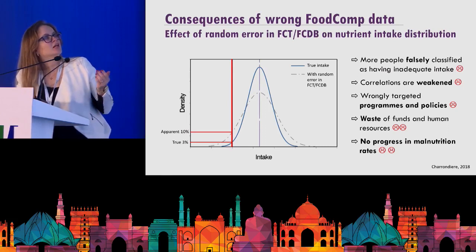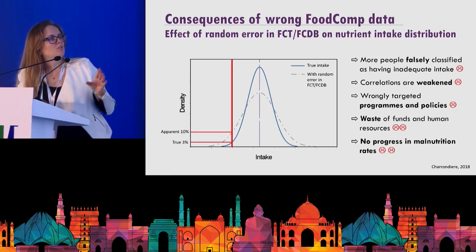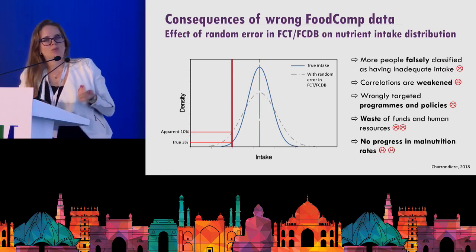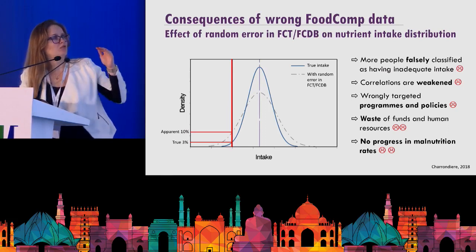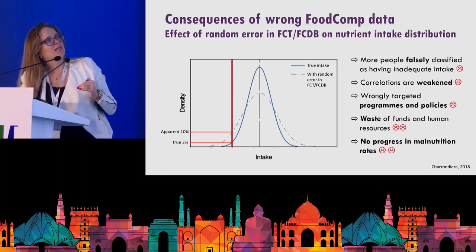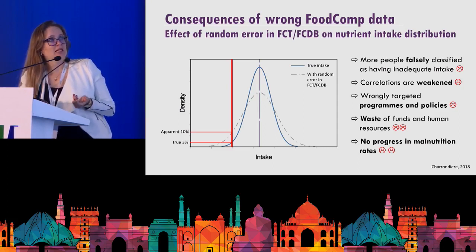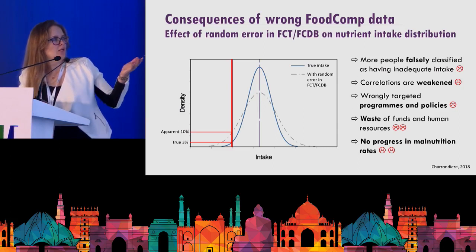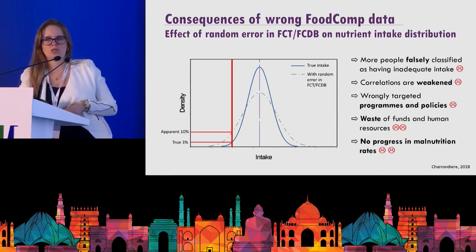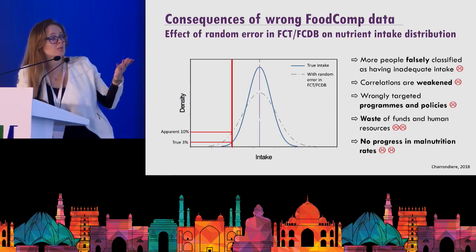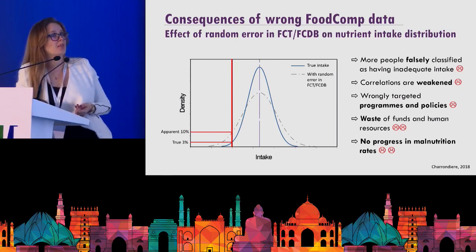So we have here the true intake in blue, and we can see that when we use a food composition table with random errors, it will flatten the curve, meaning that more people will be falsely estimated as having inadequate intake. In my example, the true level of inadequacy should be 3%, but when we use this wrong food composition table, we will have 10%.